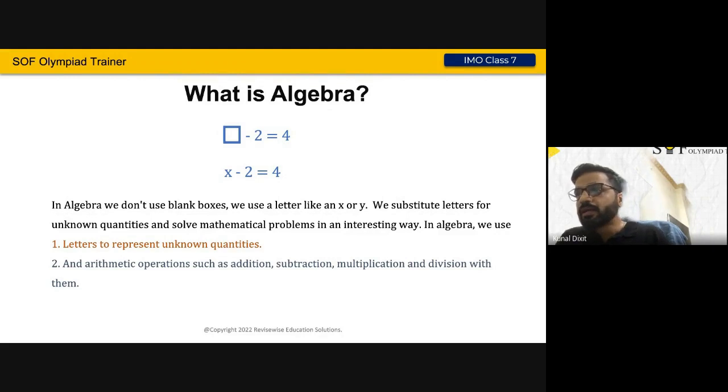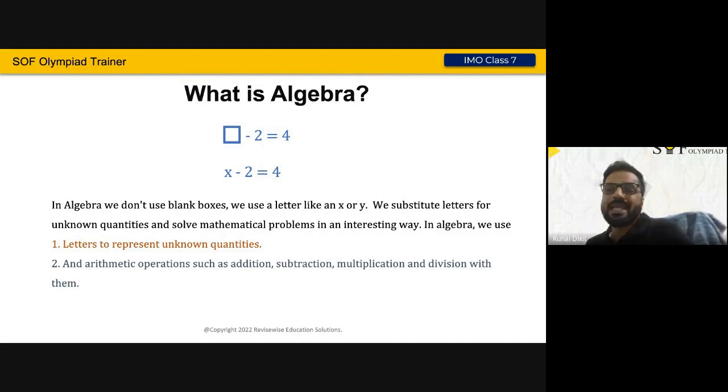Now, the reason for that, you would ask, is that sometimes when we are doing geometry, like in the previous class, we talked about perimeter and area. And before that, we talked about angles. There we use capital letters. So, just to avoid confusion, this is what we do.